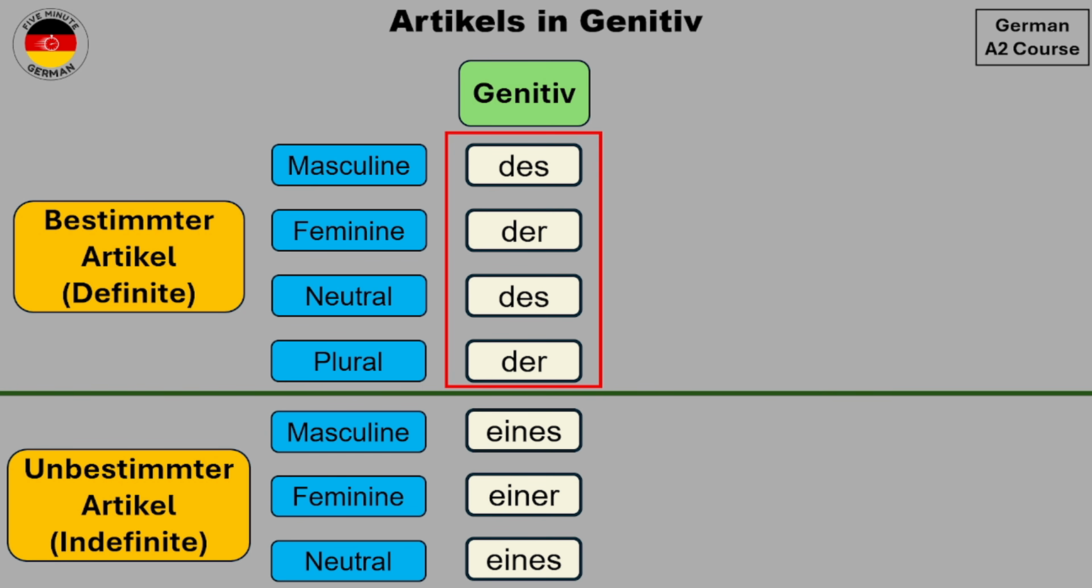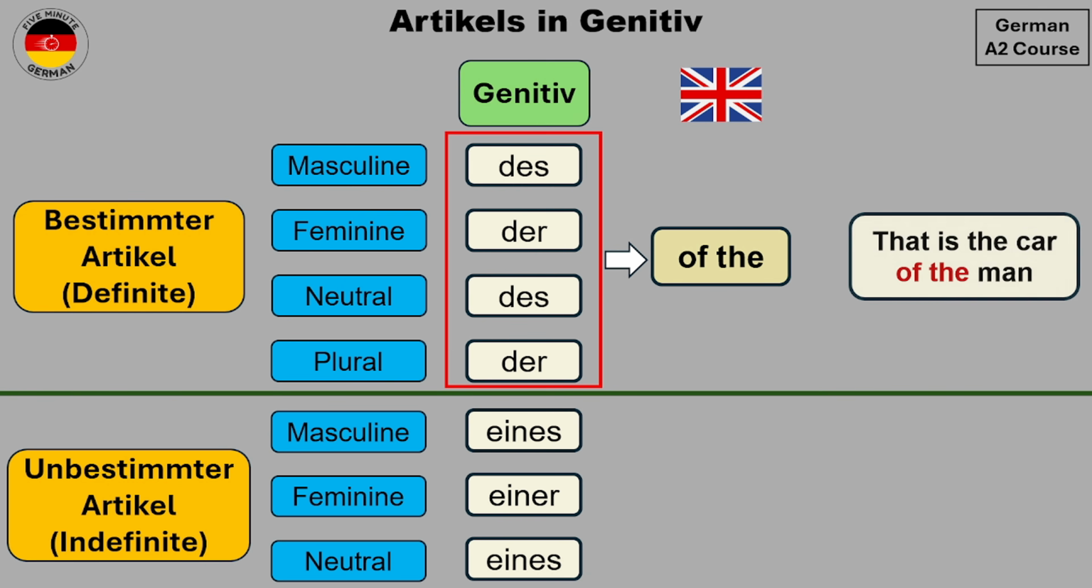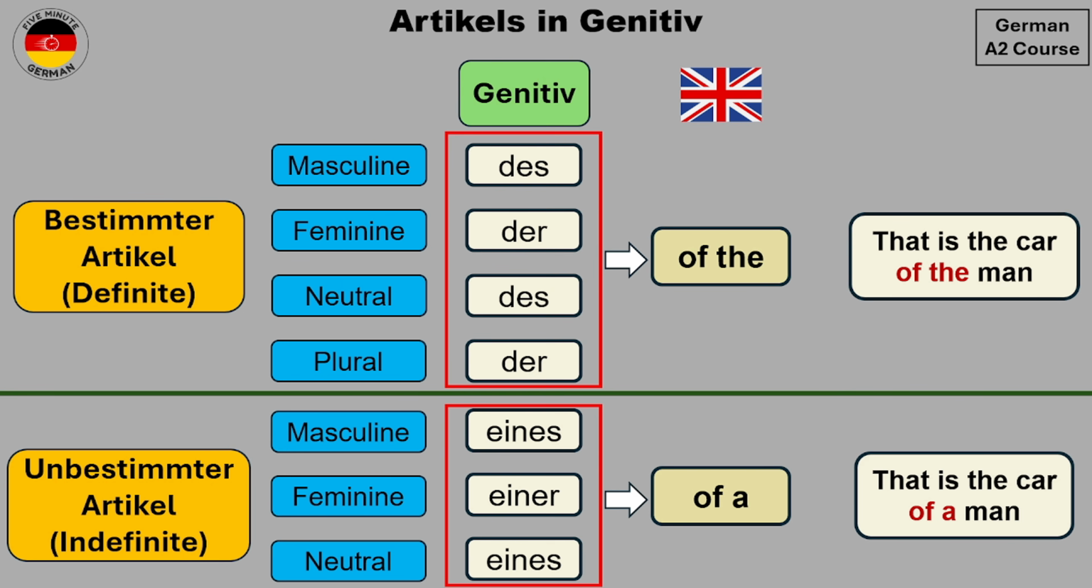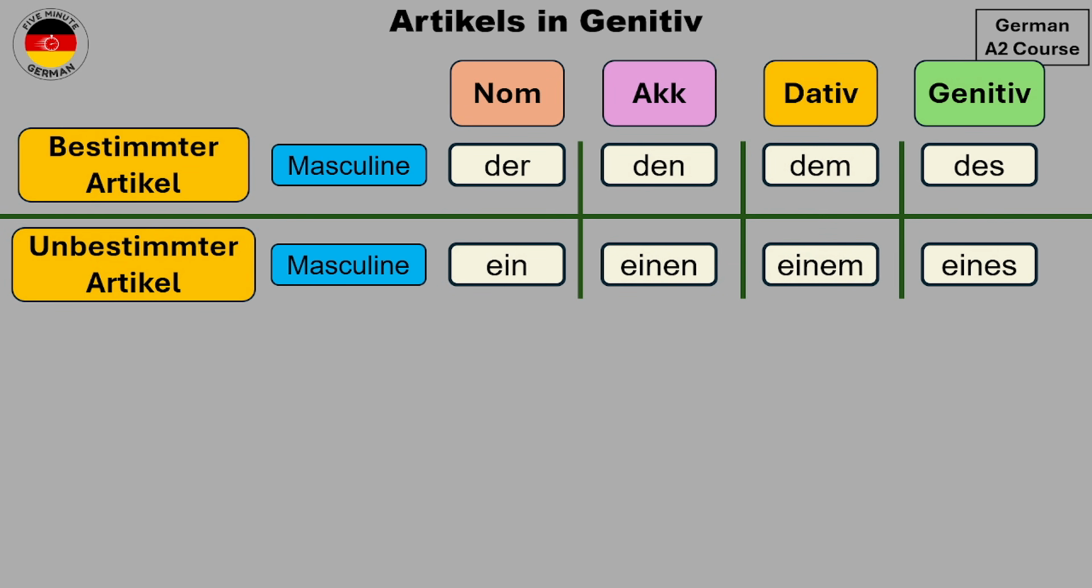So the translation of the genitive bestimmte articles in English will be of the. So an example can be, that is the car of the man. So you see, in place of the, we will use the genitive article. Similarly, the unbestimmte articles in genitive can be translated to of a. And an example can be, that is the car of a man. Now let's take a look at different examples with genitive. So we will first of all take a look at some examples with the masculine case.